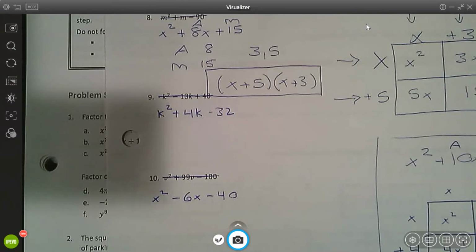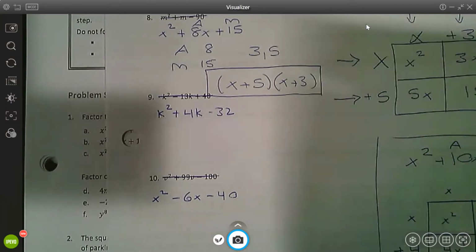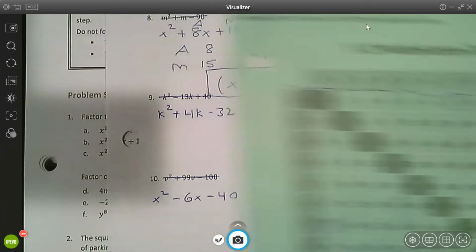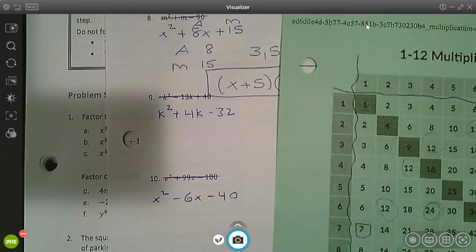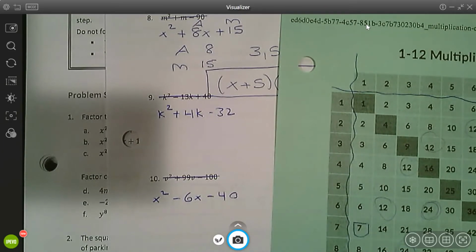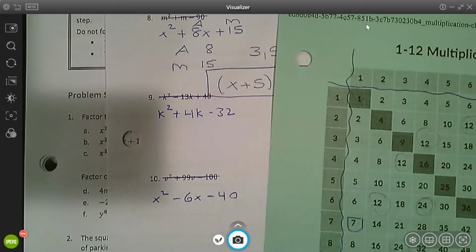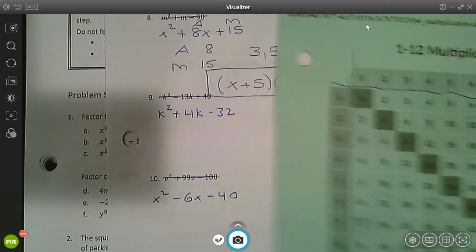So at this point, what I want you to do is use your green multiplication chart for your factors that you need for these 2 questions. Pause the video and work through these 2 questions. If you have questions, ask in class, get the help that you need.